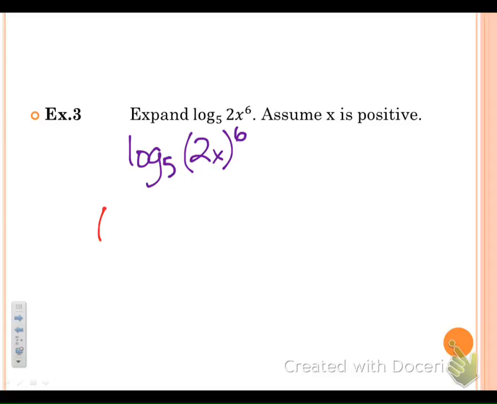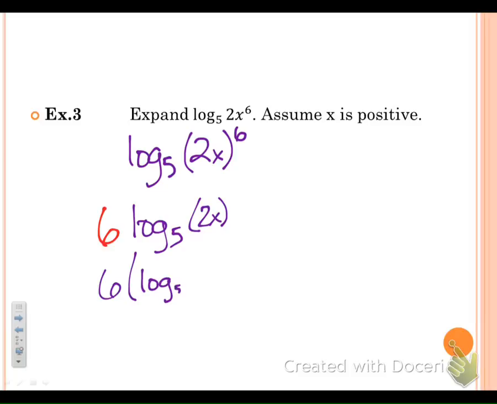This is an example where it would go against my typical rules, where you'd have bringing the power out in front. Log base 5 of 2x. And then wait a second, this argument has a product between a 2 and an x that I'd have to separate. So this would be 6 times log base 5 of 2 plus log base 5 of x. Notice how, because this power went to both pieces, it was in the group, notice how I have to keep that group in parentheses.